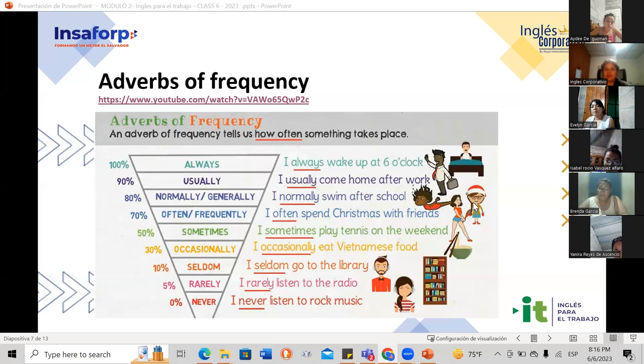Another questions that you may have about vocabulary. Someone else who wants to practice? ¿Alguien más quiere practicar? No? Okay, we're going to move on.